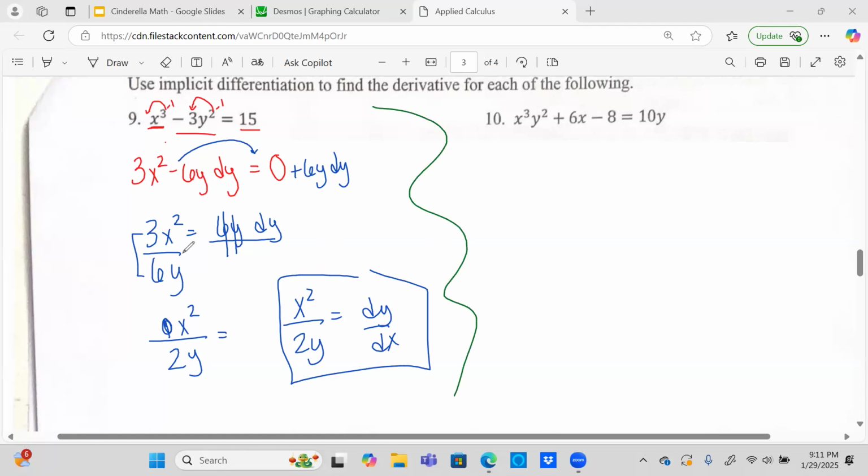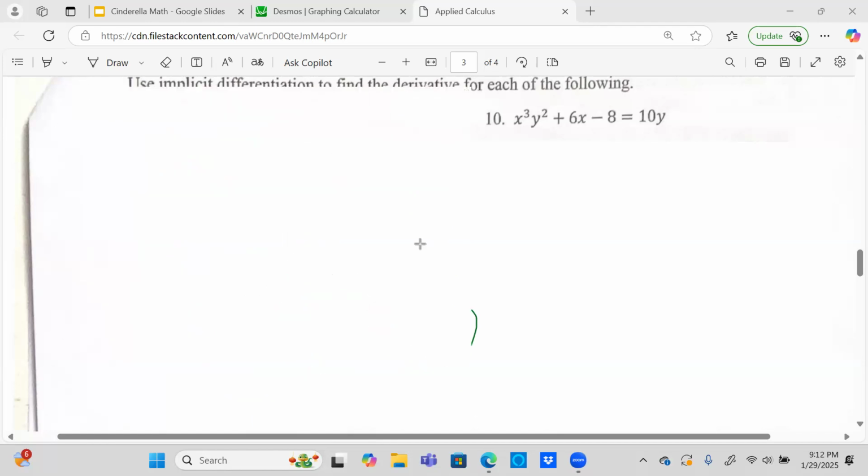I'm actually going to clear the page. So if you're still needing that, pause me. If I went too fast, just slow the video down, or feel free to rewind. I need this whole page for number 10 because I'm going to do some side work. Right there in the very beginning, these are being multiplied. So we need to do the product rule.